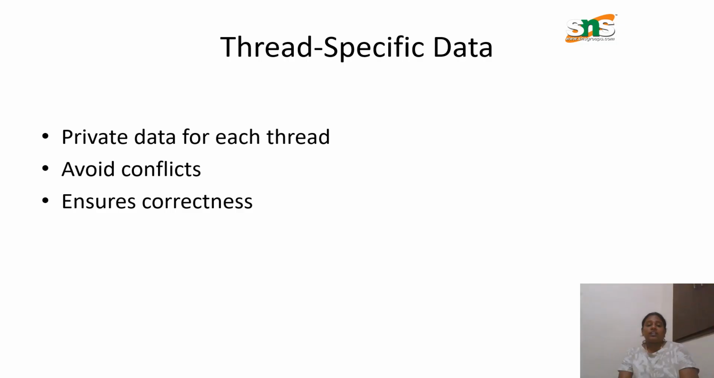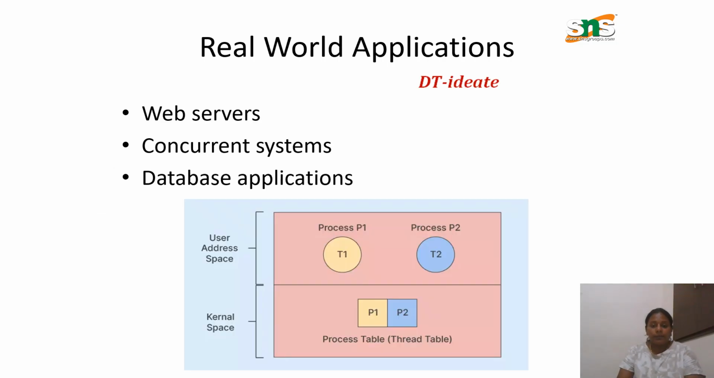Thread specific data: threads have private data for each thread, which avoids conflicts and ensures correctness. This is the thread specific data. And real world applications are web servers, concurrent systems, and database applications. These are the real world applications. There are two spaces in each OS, which are user address space and kernel space.